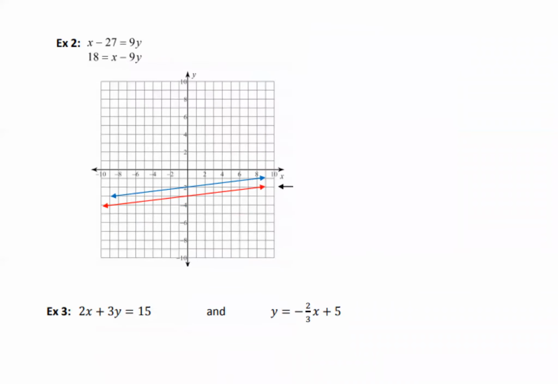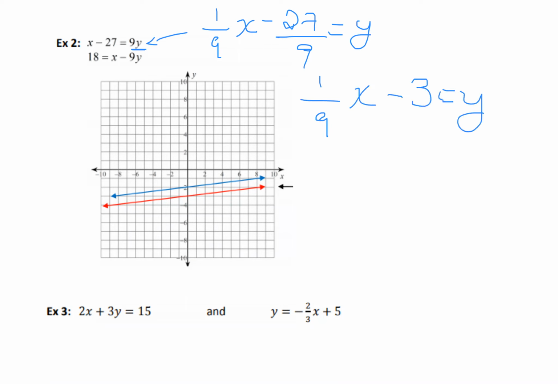When we go to graph example 2, all right, probably the best thing to do would be put this in slope-intercept form. So I would divide by the 9. So that gives me 1/9x minus 27/9 equals y. So I divide it across. That gives me 1/9x minus 3 equals y. Okay, so I go down to the minus 3, and we'll look at that in a second.